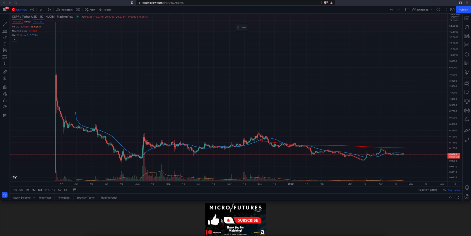Taking a look at a daily CASPER chart today. CASPER/Tether USD over on TradingView for the charting website. Up here, upper left-hand side, you can see the pair we're using, and we are on TradingView.